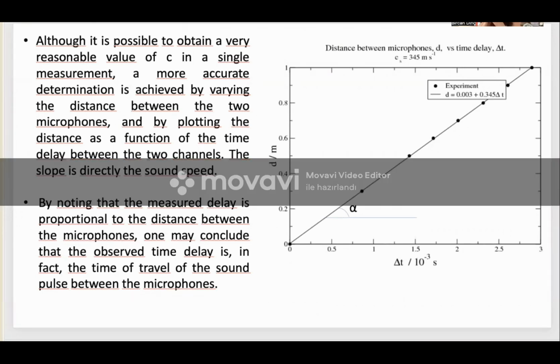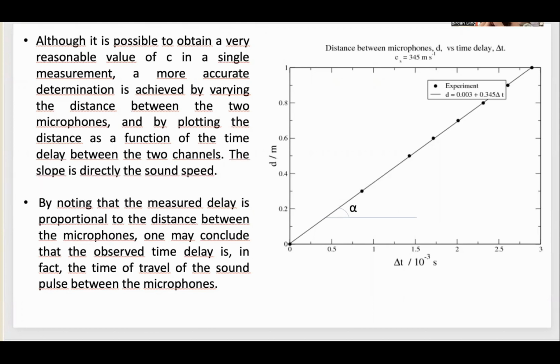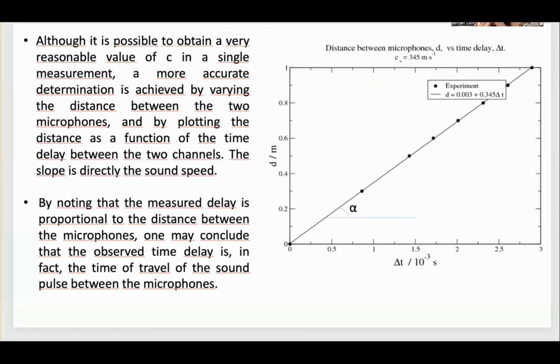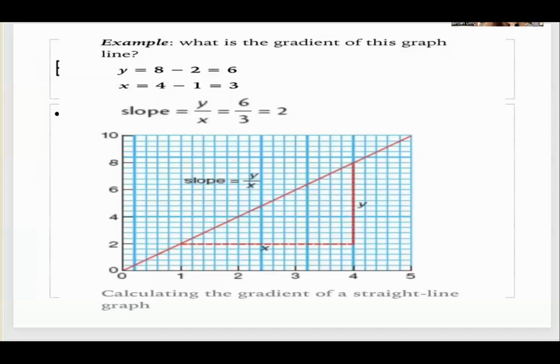So it is possible to obtain a very reasonable value for the speed of sound in a single measurement, but a more accurate determination is achieved by varying the distance between two microphones and by plotting the distance as a function of time delay between two channels. So the slope is directly the sound speed, by noting that the measured delay is proportional to the distance between the microphones, and one may conclude that the observed time delay is, in fact, the travel time of the sound pulse between the microphones.